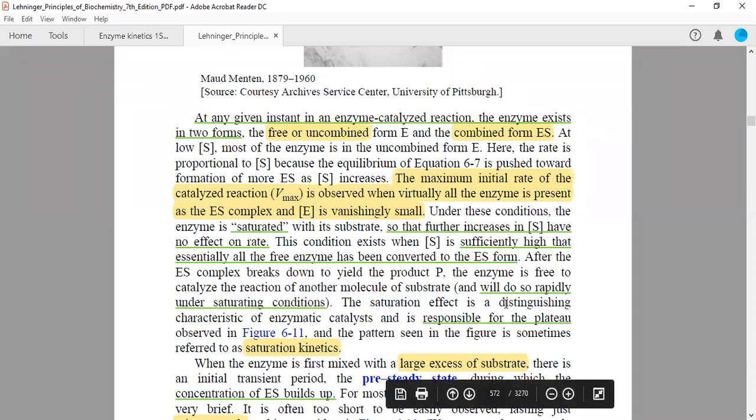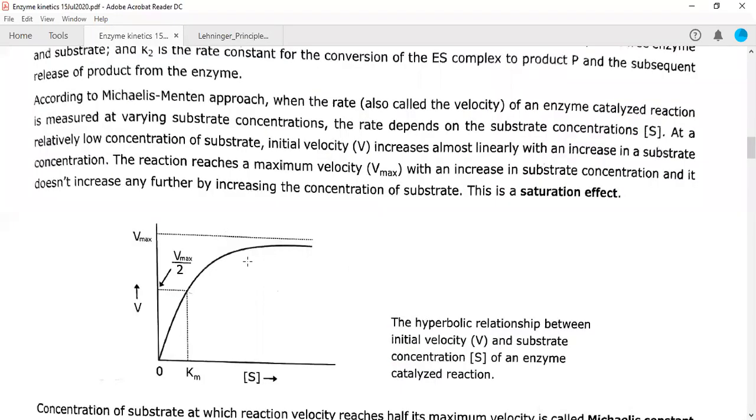The saturation effect is a distinguishing characteristic of the enzyme catalyst and is responsible for this plateau which is observed in this particular plot. So this plateau is actually due to this saturation effect.